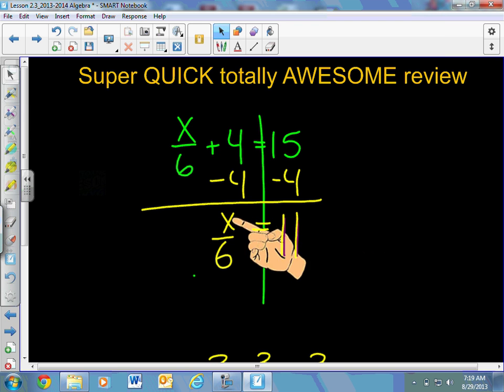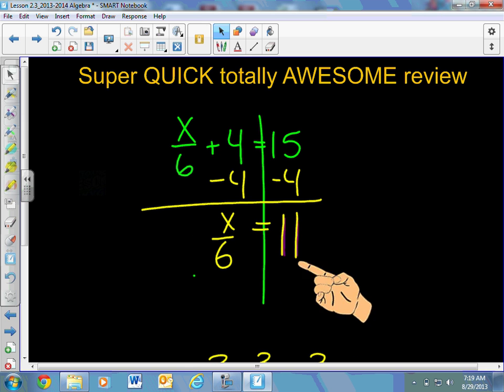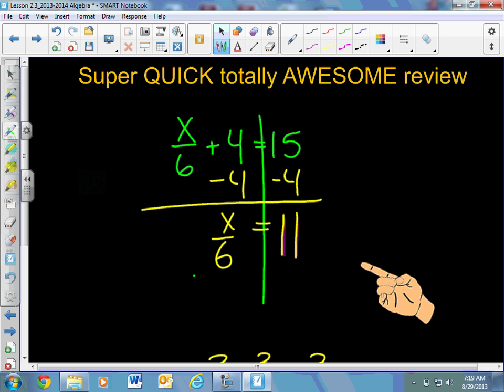So we got x divided by 6 equals 11. And then what do you do with this 6 over here? Because this is dividing by 6. The opposite would be multiplying. And I know you said multiplying. So I'm going to do times 6 times 6, x equals, because these 6's cancel, 11 times 6, 66.